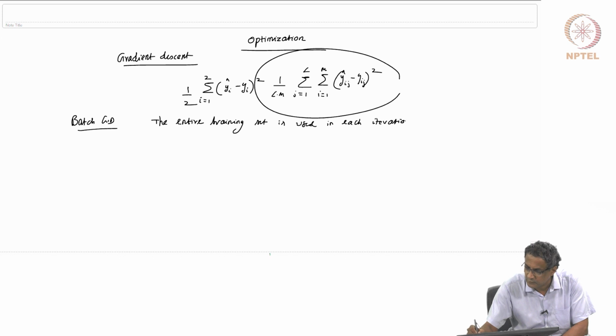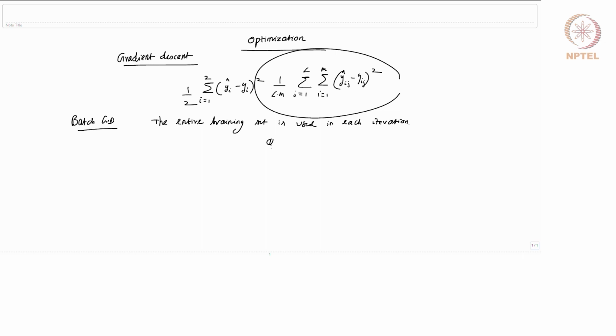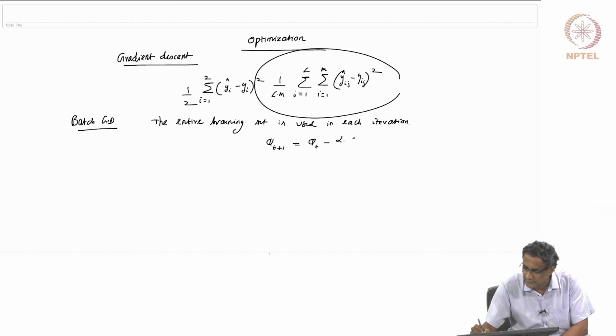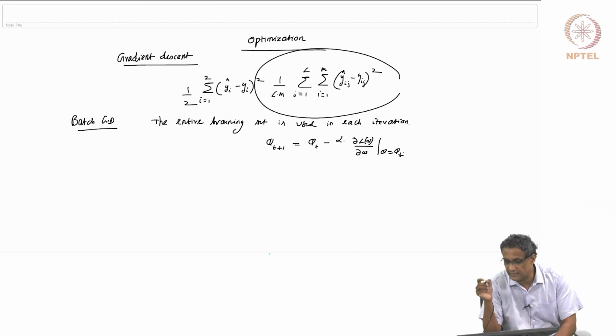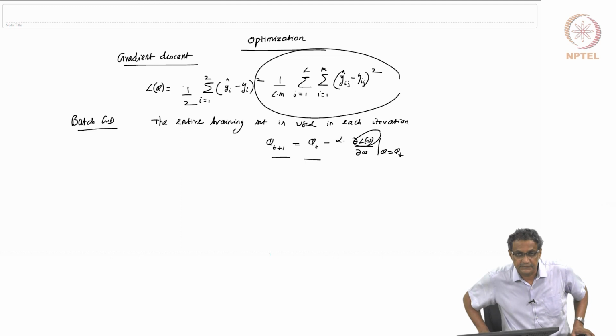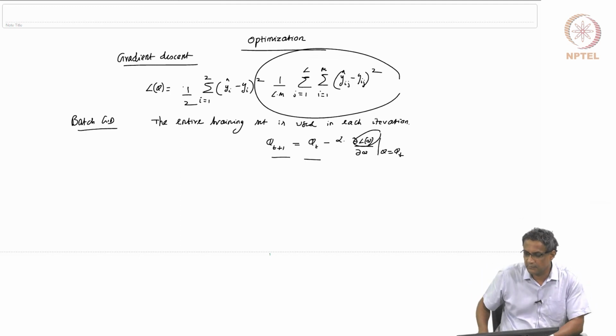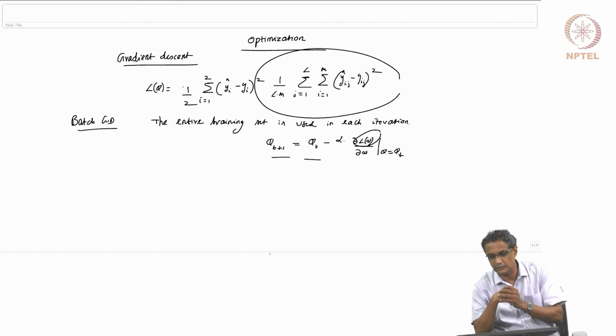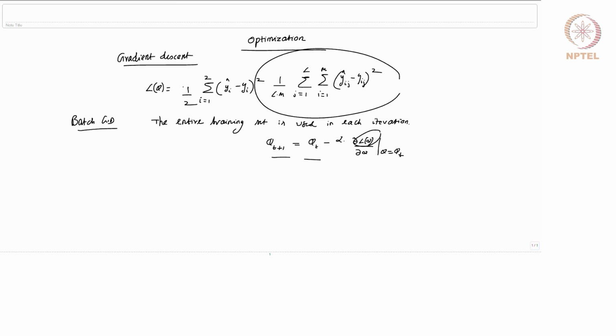So let's go back to that update equation: theta t plus 1 equals theta t minus alpha times the gradient of L with respect to theta, evaluated at theta equal to theta t. This is always the case, and theta could have both your weights and the bias. In batch GD, you will actually compute this L theta over all the examples. But this is not normally followed, because computationally you have to do it over a million examples before you even make the first update.